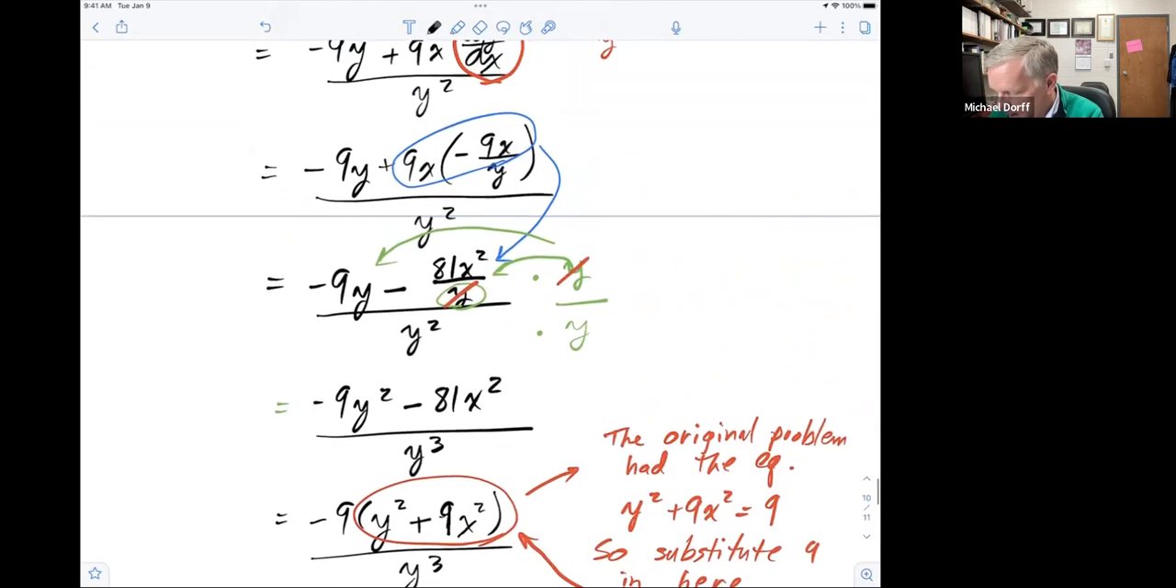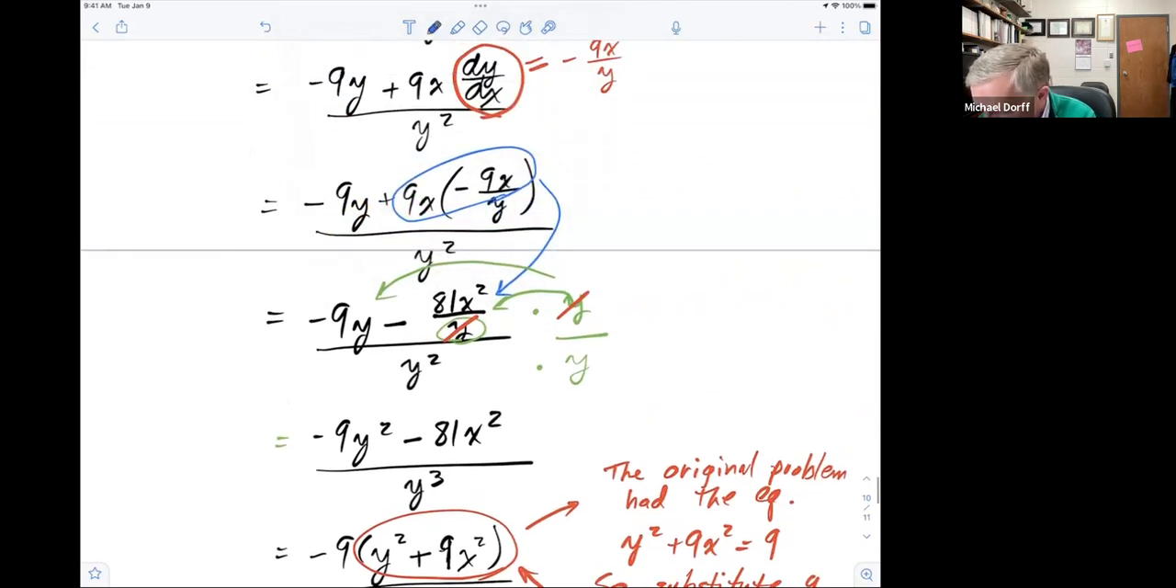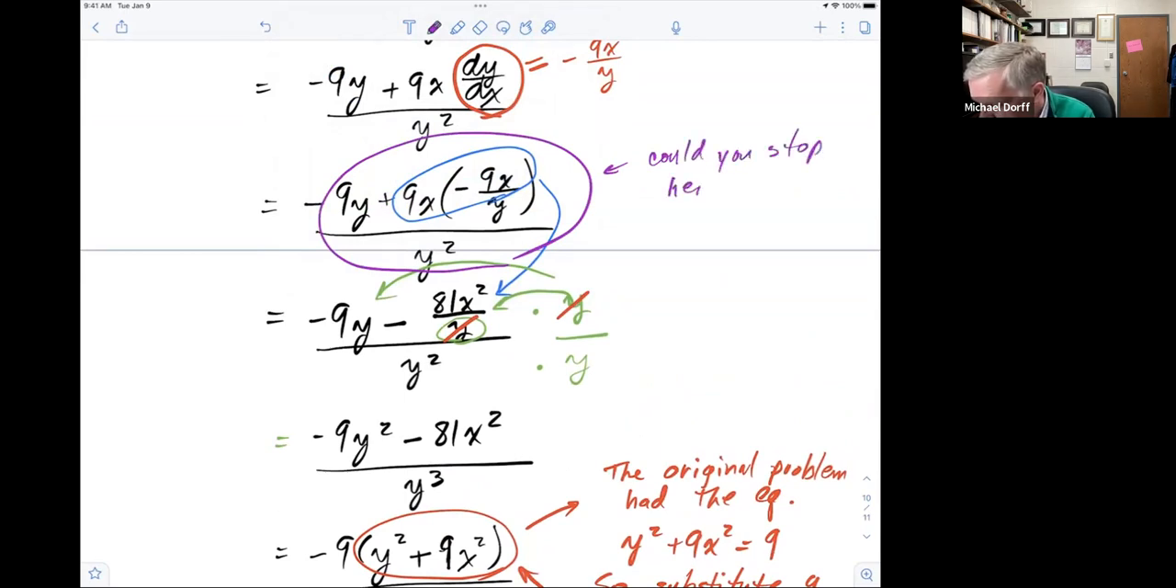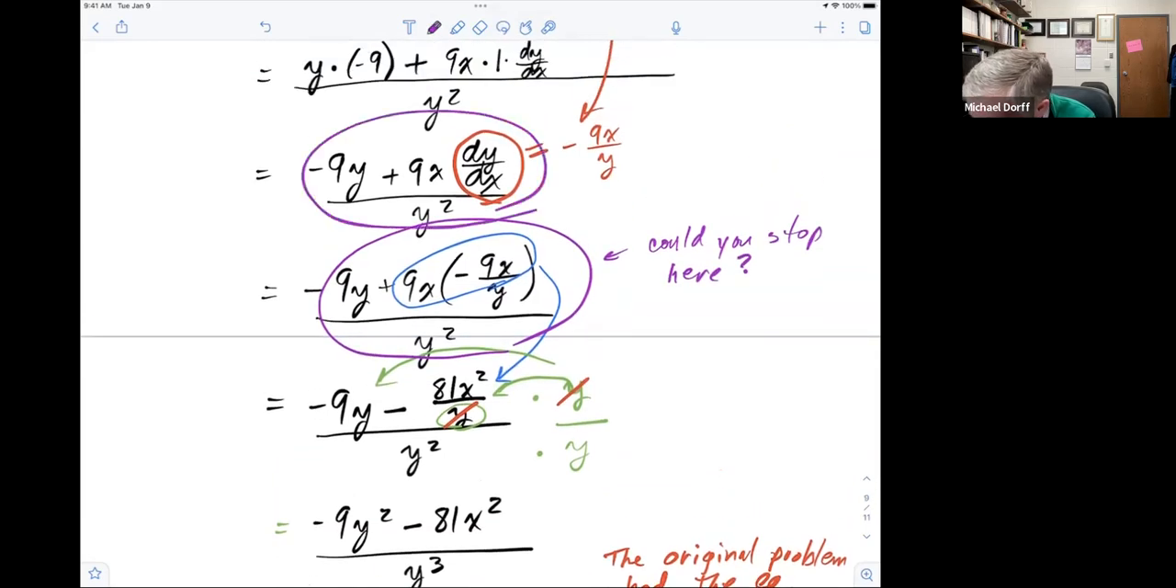Now, some questions I think that maybe some of you would ask. Could you have stopped? I'll do this in purple. Okay. Could you have stopped here? Or sorry, maybe not there. I mean here. Okay. This one. Could you stop there? And the answer is no. Don't stop there because you have a dy dx in there. You need to get rid of that dy dx.